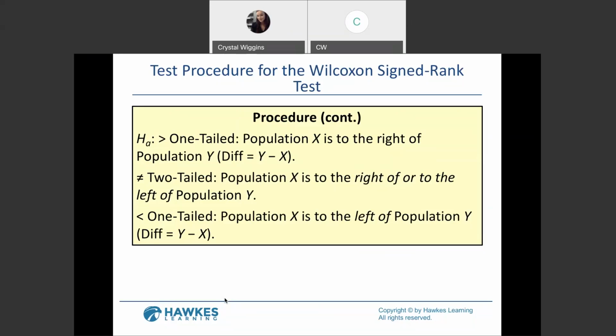So notice x represents the alternative's focus. The focus for this last example we did was improvement. So that's why x had to be the after column, not the before. And then we subtracted it after.